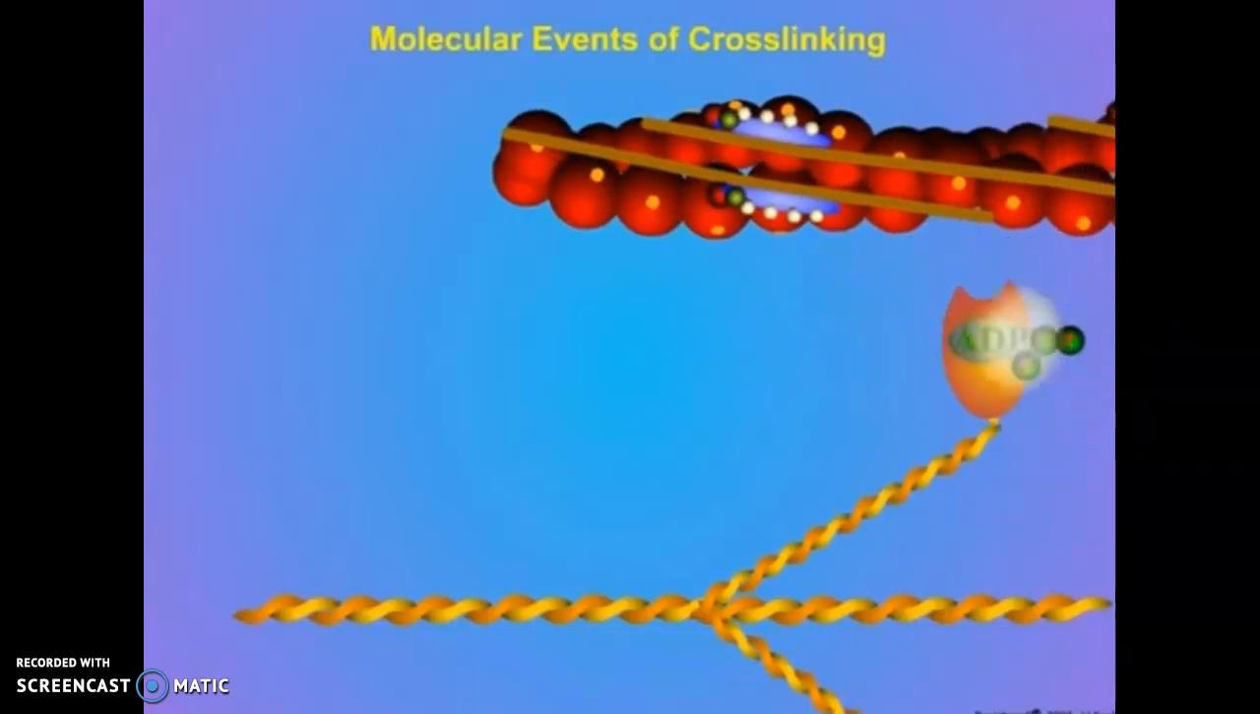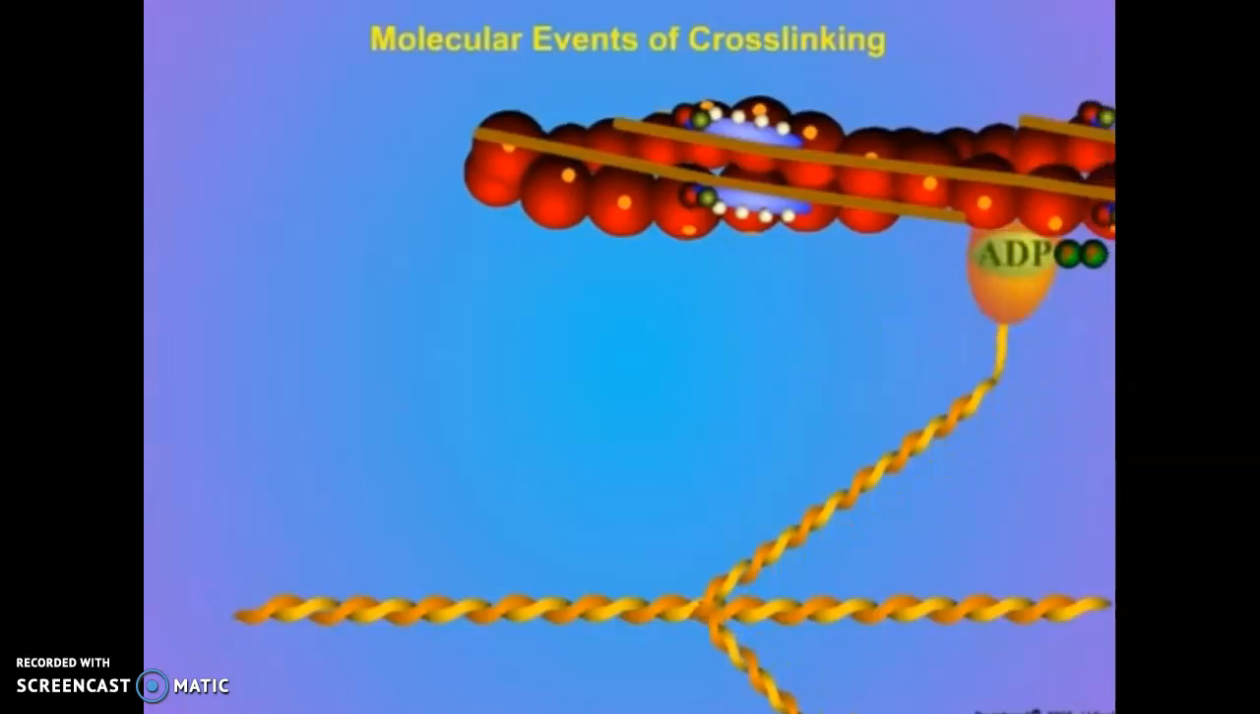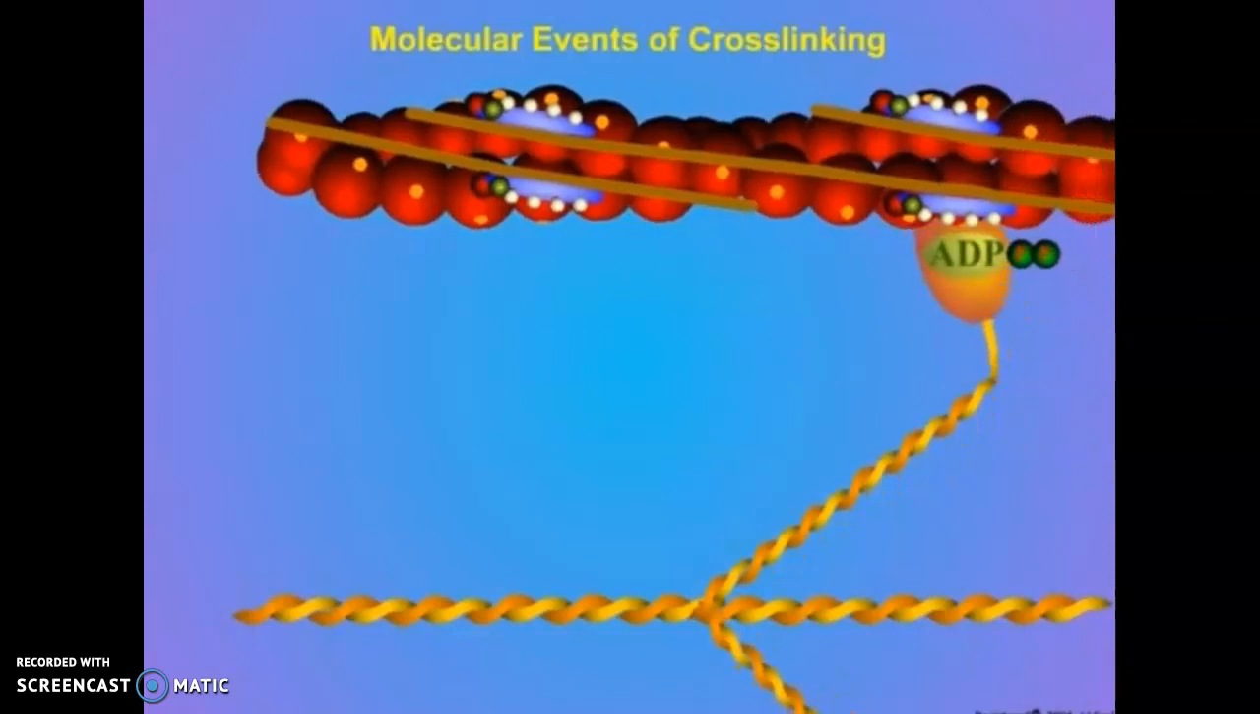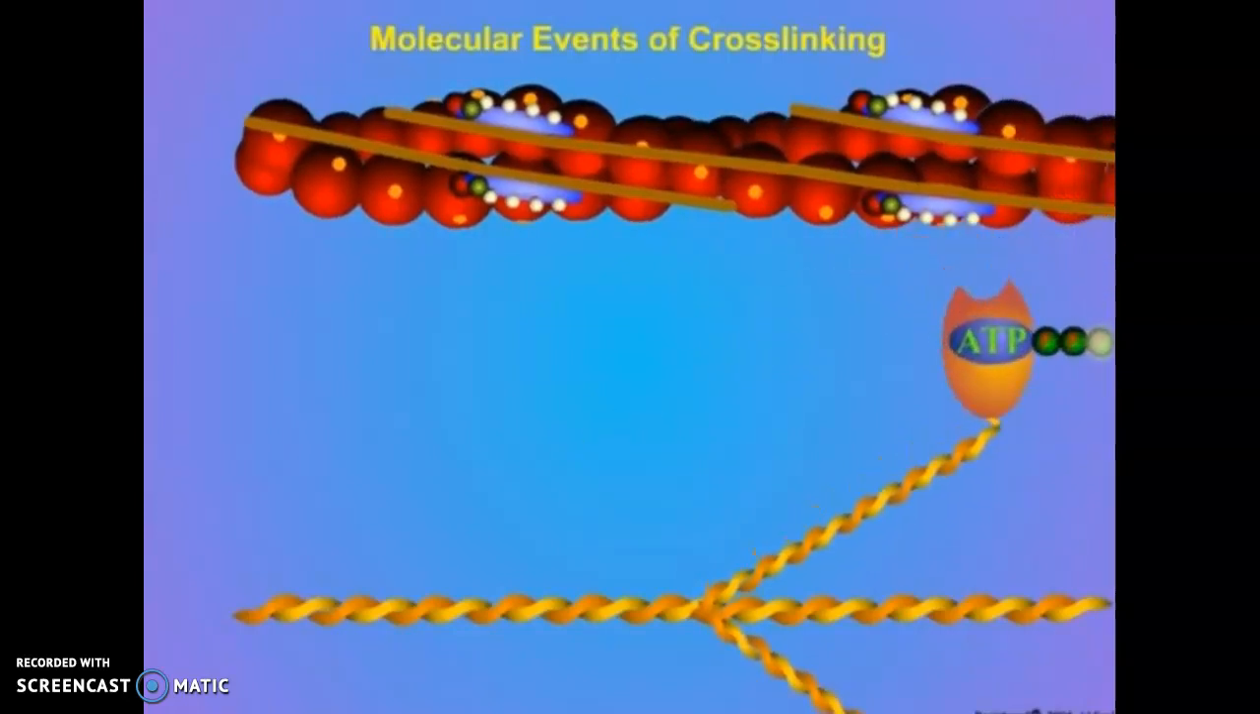So the attachment of the myosin head to actin is called cross-bridge formation, as per our textbook. And notice that the ATP attachment to the myosin head is required for release or breaking of the cross-bridge formation.